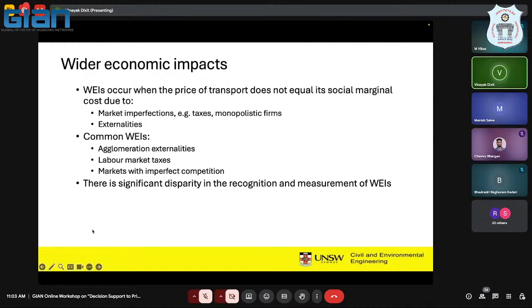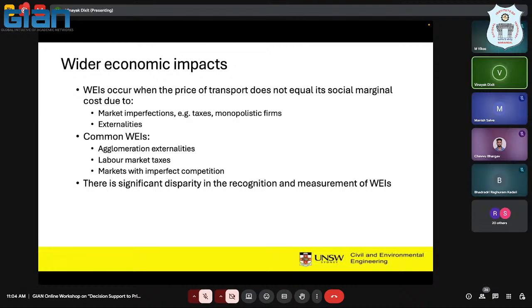So in wider economic impacts, there are a lot of aspects which we want to be considering. One is looking at the market imperfections such as taxes and monopolistic firms, and externalities, of course. One of the externalities you have is accidents, pollution, etc. But market imperfections around taxes and monopolies are a big one, which are sometimes really hard to pick up on. Now, the common wider economic impacts are because of agglomeration, externalities, labor market taxes, and markets with imperfect competition.